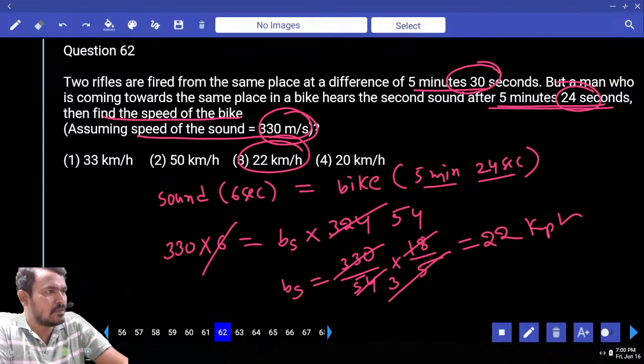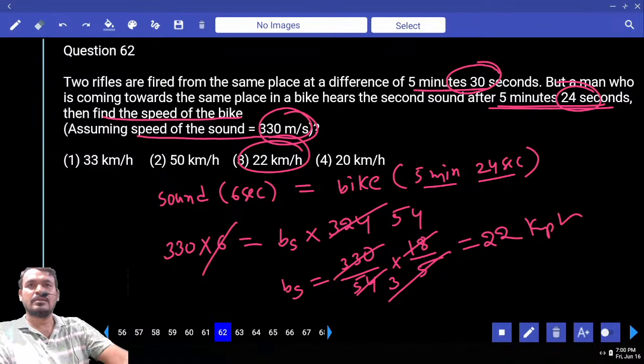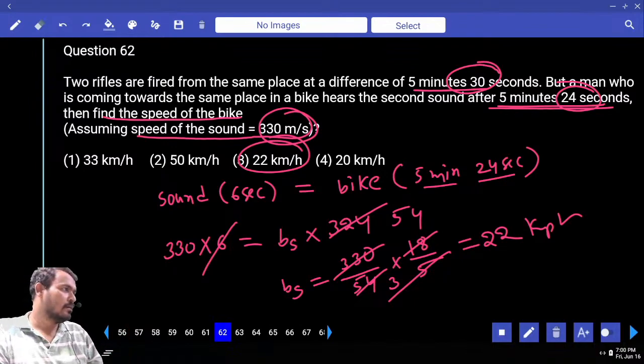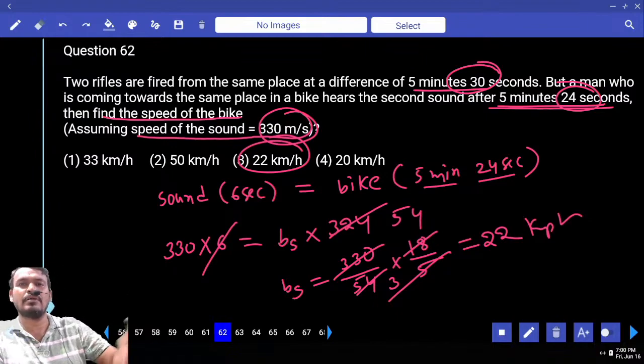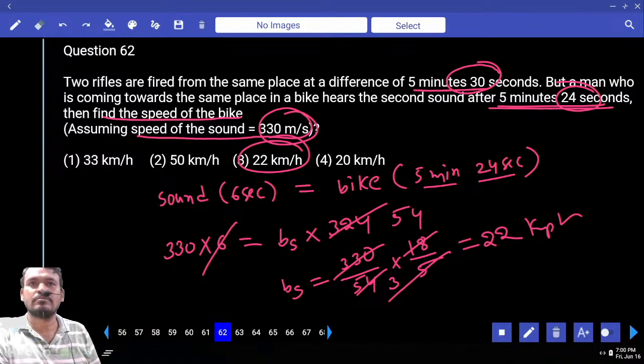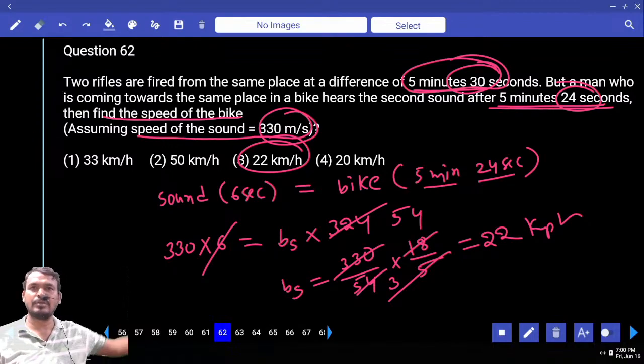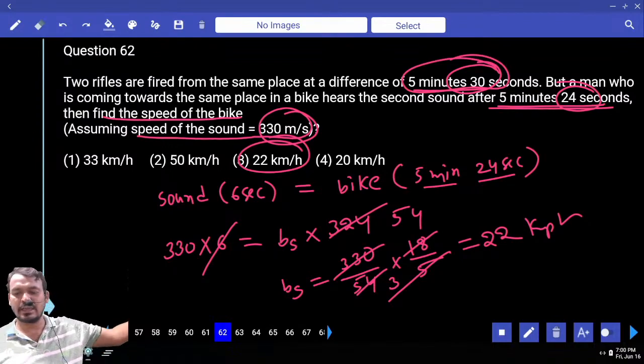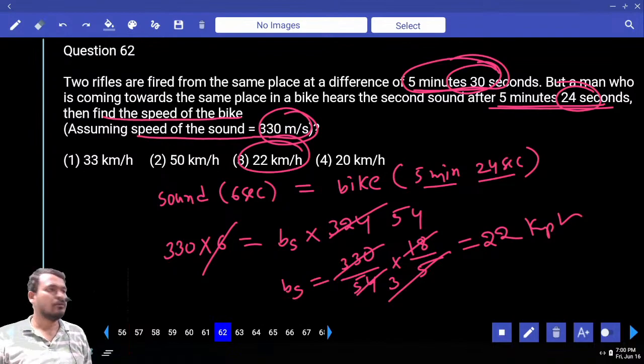In these questions, it is always written sound taken less time, but both cover equal distance. So what is the sound time? In between difference, in between time of 5 minutes 30 seconds and 5 minutes 24 seconds.